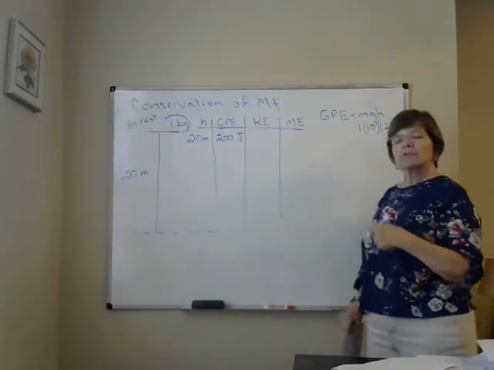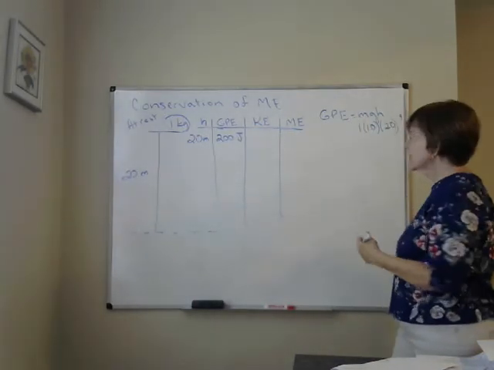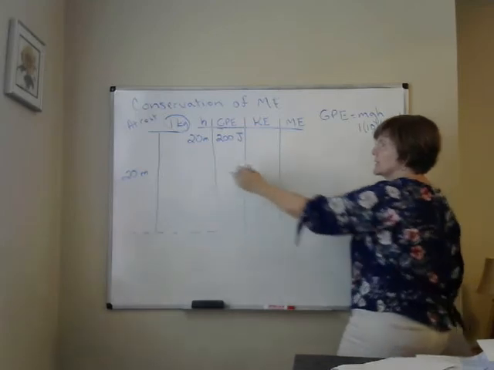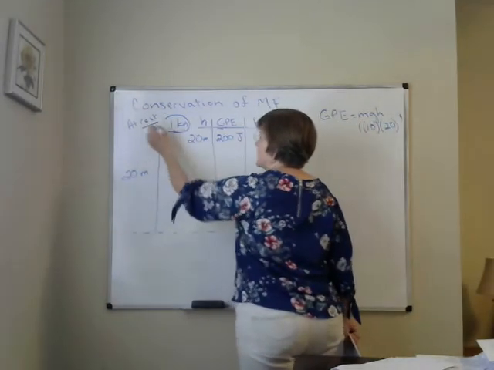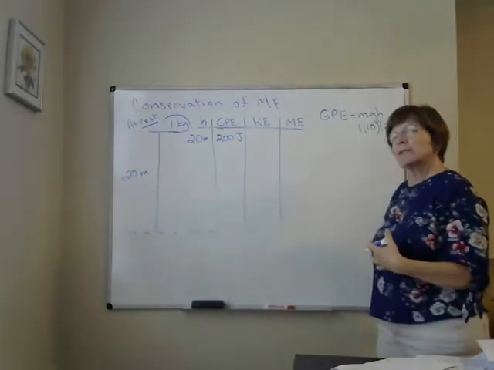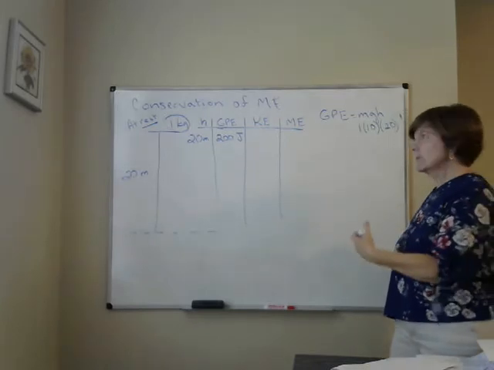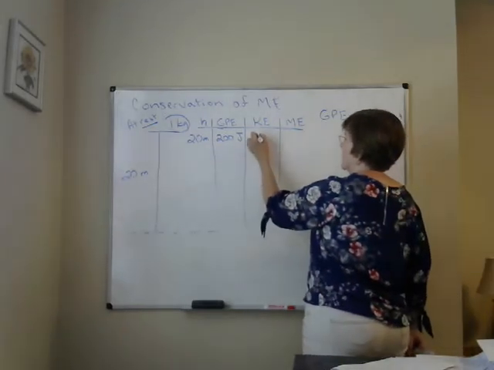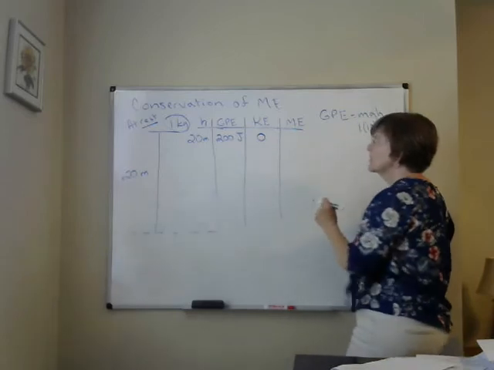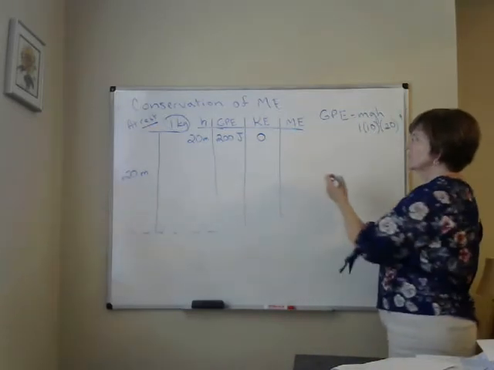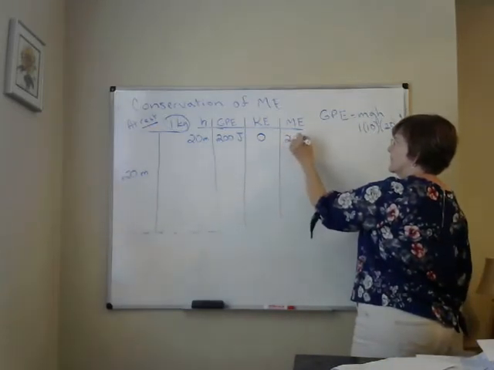The kinetic energy is 0. Why is the kinetic energy 0? Because it's at rest. If something's not moving, its speed is 0, so in 1/2 mv squared, we know it's going to be at rest, so that's 0. That means my total mechanical energy is 200 joules.